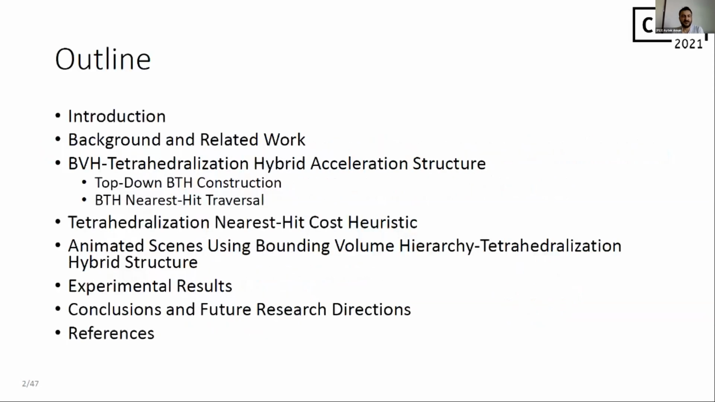I will start with a quick outline. I will first talk about an introduction to the topic and then background and related work. And then I will describe the tetrahedralization hybrid structure for ray tracing, and then talk about the nearest hit cost heuristic that we use. And I will talk about how we can adapt this structure to animated scenes. Then I will give experimental results and conclude the presentation.